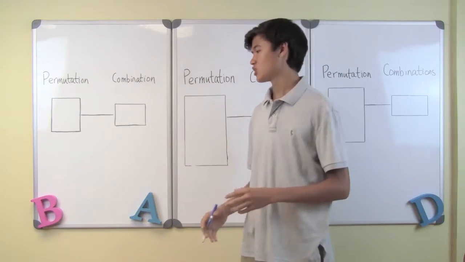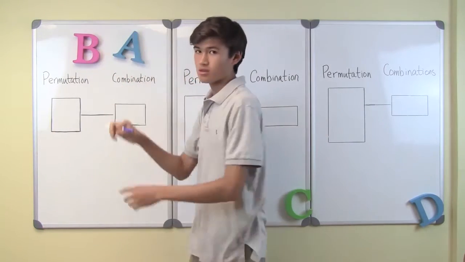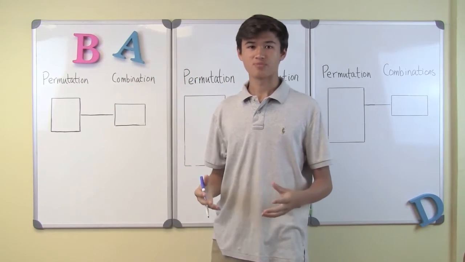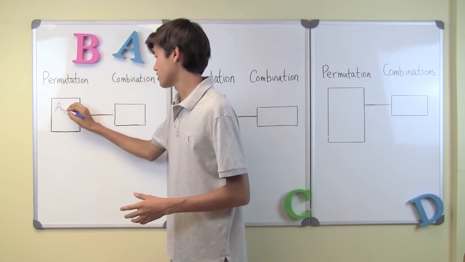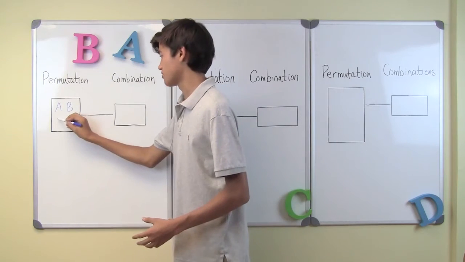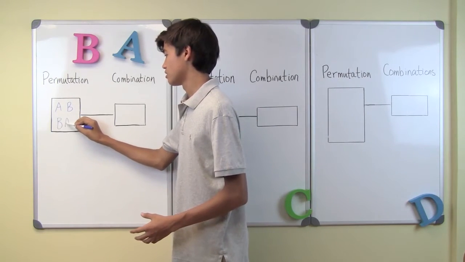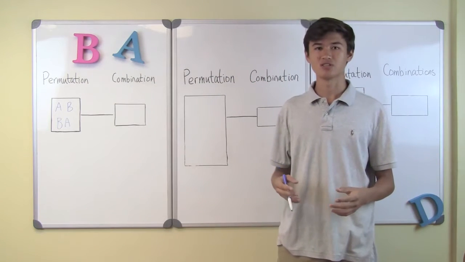Here's a very simple example. How many different ways can we arrange two letters in a row? So let's first look at the first letter. We can either have A as the first letter, which would give us AB, or we could have B as the first letter, which would give us BA. So there are two different ways, which makes two different permutations.